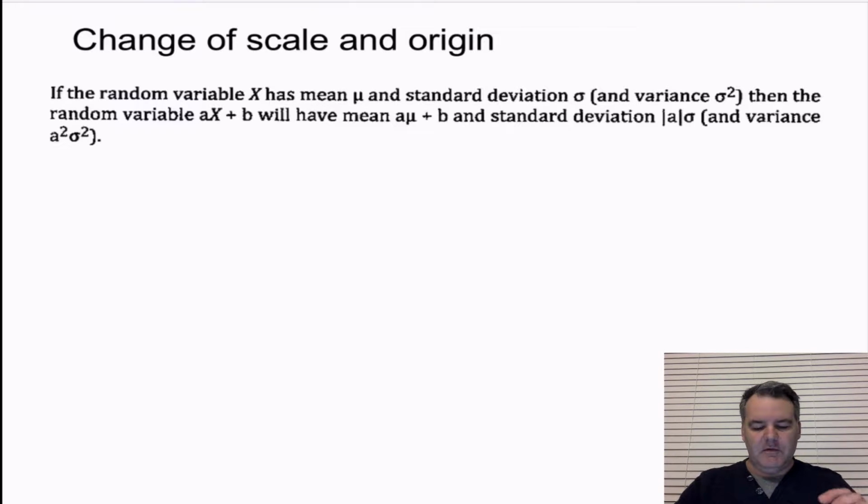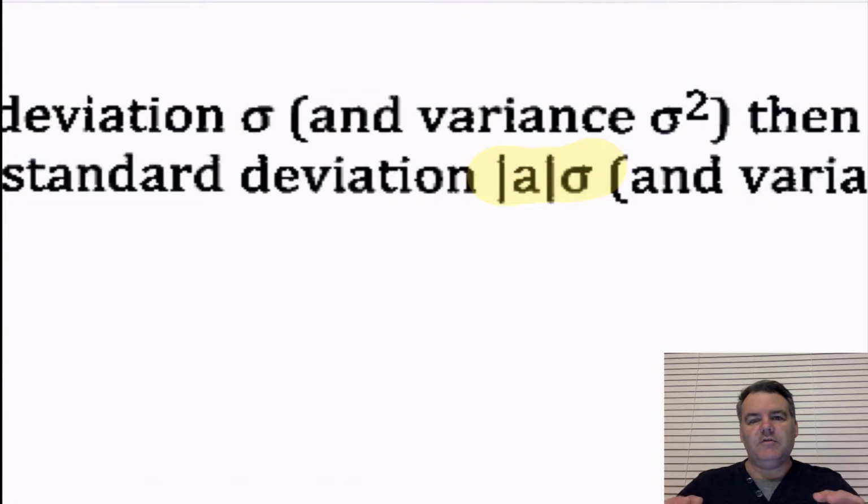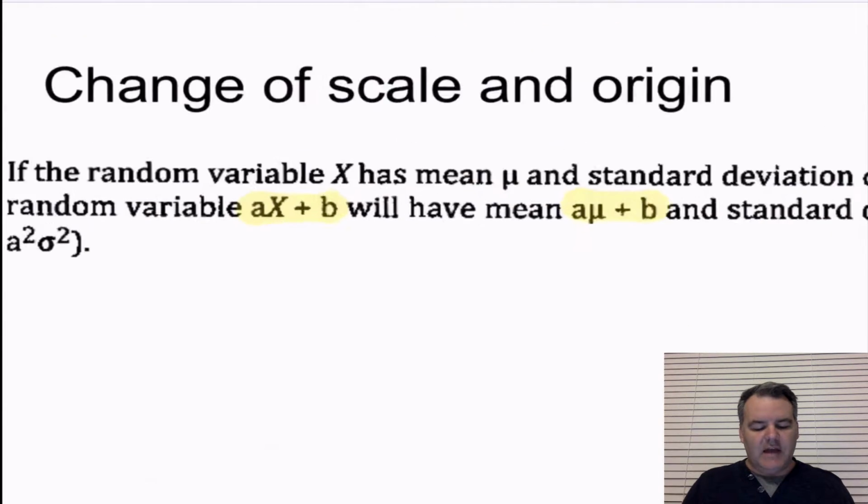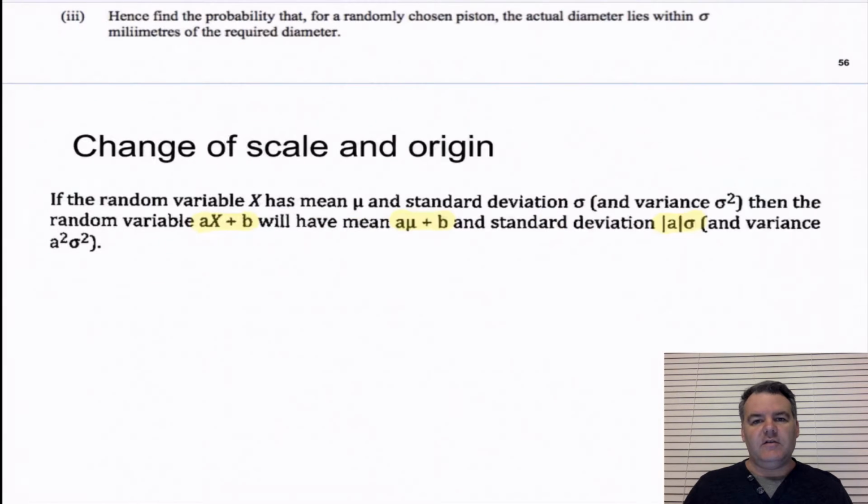When we start with a random variable x, and then we end up with another random variable, which is ax plus b, that's this one here, then the new mean is we've got to times by a and add b. The standard deviation is the modulus of a times the old standard deviation. And the reason why we've used that modulus sign there is because we might multiply every value by -2, for example. That still doubles the standard deviation. So the modulus of a, and the variance is a squared times the old variance.